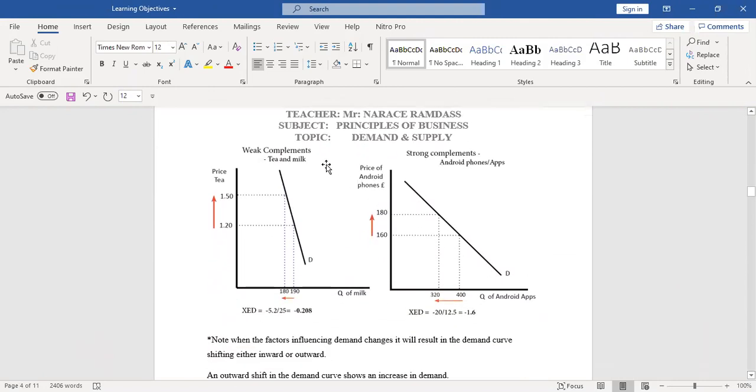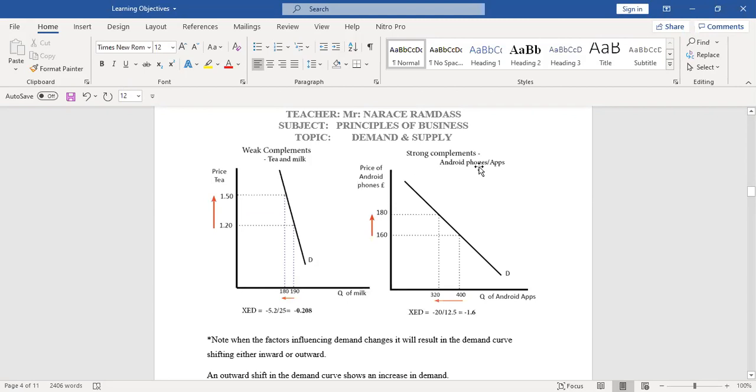So I have an example. If you're looking at my chart here, you will see weak complements, tea and milk. The price of tea goes up. Yes, people will be demanding a bit less milk, but not any significant fall in quantity demanded of milk just because the price of tea went up. Because as you all know, not everybody takes their tea with milk, right? So that's an example of a weak complement.